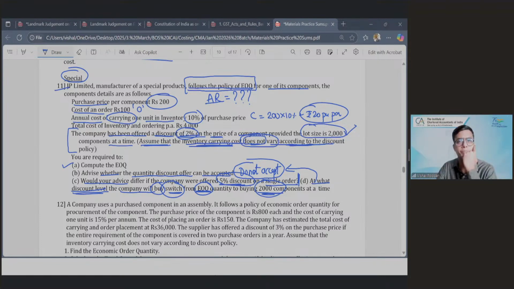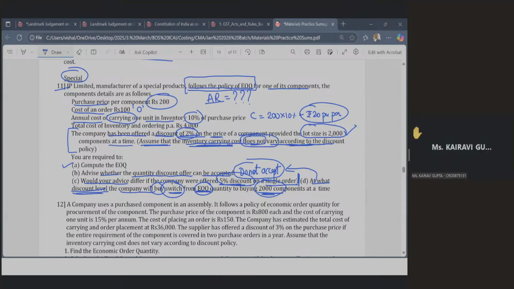Kairavi beta. So I might be wrong, but at what discount level will the company switch? So we had done it in part B, where our ROQ was 2000, so the discount at that level was 2%. So wouldn't it be a 2% discount level?